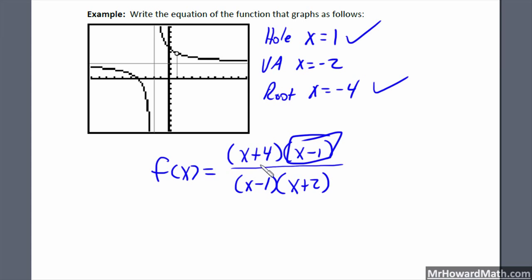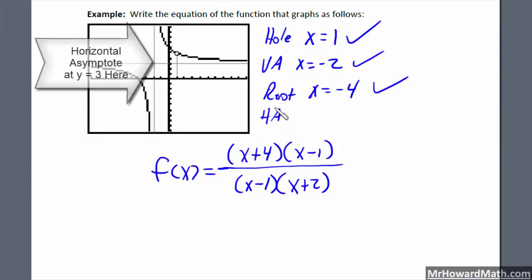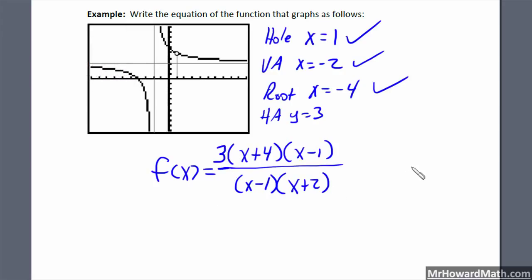The x minus 1 factors give us the hole at 1, so that's done. The x plus 2 factor gives us the vertical asymptote at x equals -2. And the root at -4 comes from the factor x plus 4 in the numerator there. And then the only other thing we need is the horizontal asymptote, which I didn't write down, is at 1, 2, 3, y equals 3. So that means we need a 3 in the very front. So that's it for this first example. We'll do one additional example next.